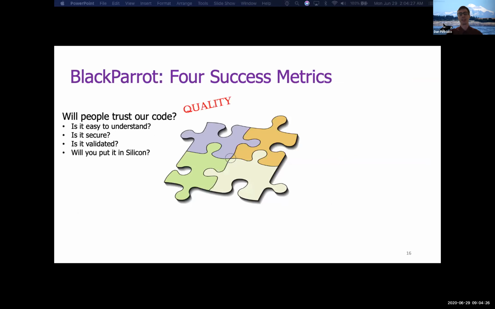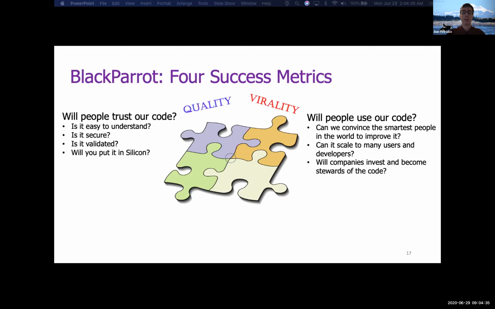So when we're building this, we measure our progress around 4 axes. Quality: can you trust the code? Do you trust it enough to spend money putting it in silicon? Virality: we want BlackParrot to be used everywhere in academia and industry so we can convince the best designers in the world to use and improve it.